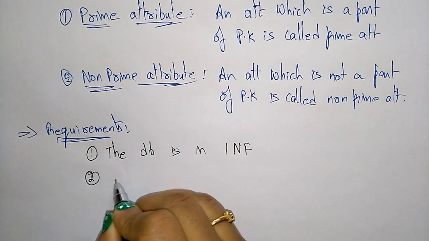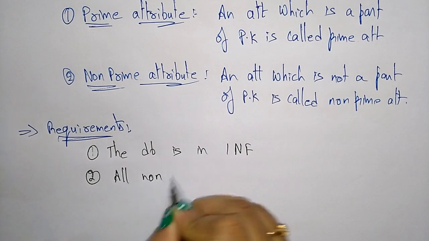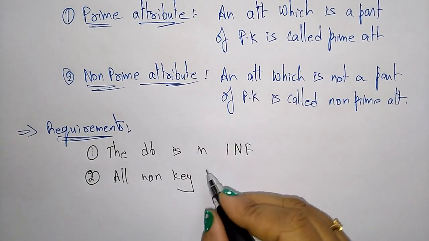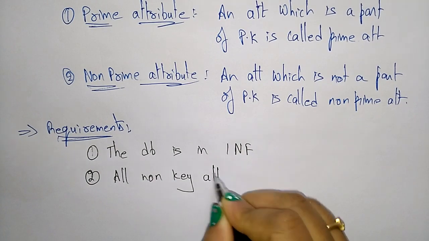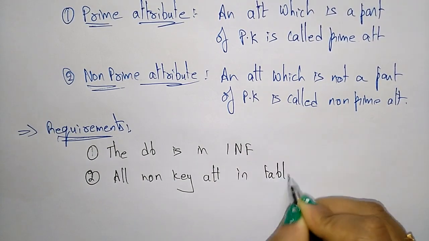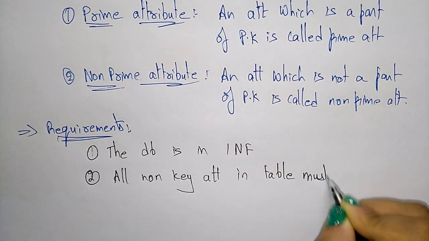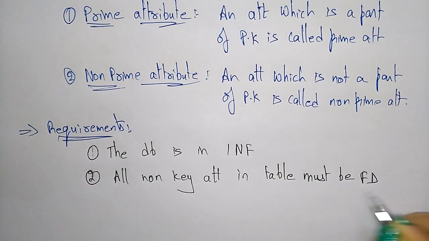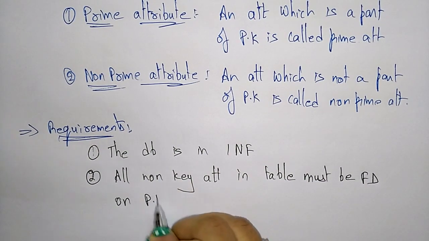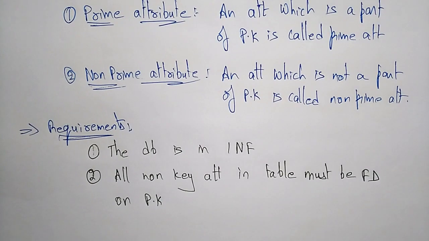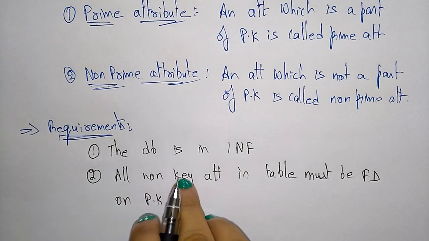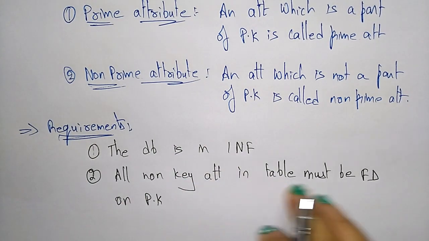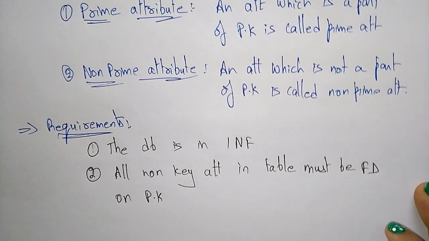And the second is all non-key attributes. Non-key attributes means non-prime attributes. Non-key attributes in the table must be functionally dependent on the primary key. Okay, so in 1NF there is no condition that every attribute should be functionally dependent on the key attribute. But in 2NF, all non-key attributes in the table must be functionally dependent on the primary key.